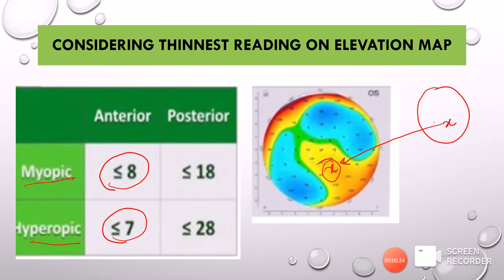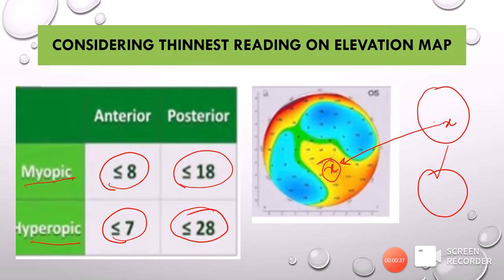Now, if you compare the same thing on the posterior elevation map, in the myopic patient it should be less than 18, and in the hyperopic patient it should be less than 28. Any reading which is more than this can be suspicious of keratoconus or ectasia.